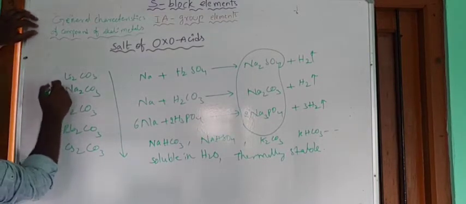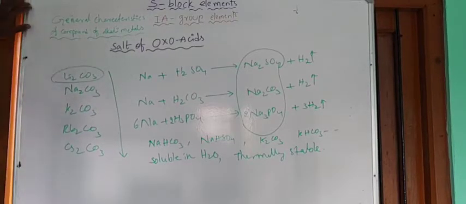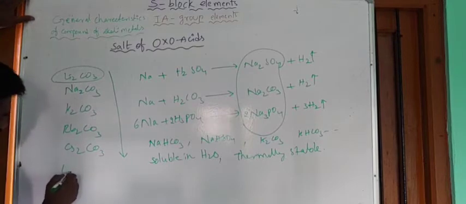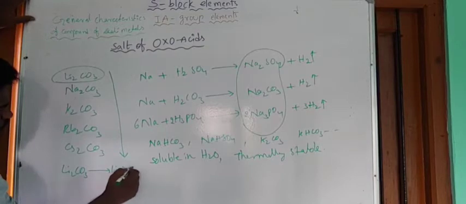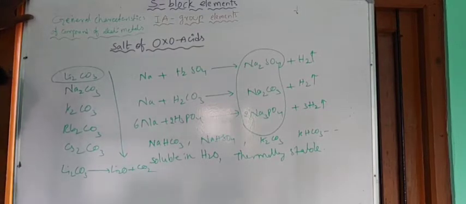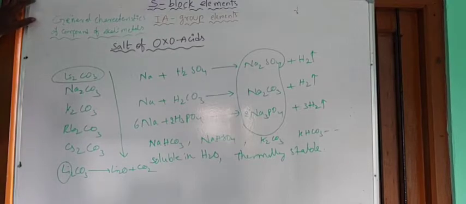Now here this one is least stable and it doesn't even exist in the solid state. So now this Li2CO3 decomposes to give Li2O and carbon dioxide. Here lithium is the smallest ion and has more polarizing power. Due to the polarizing power, this one decomposes to Li2O and CO2. So right, this is about the salts of the oxo acids.